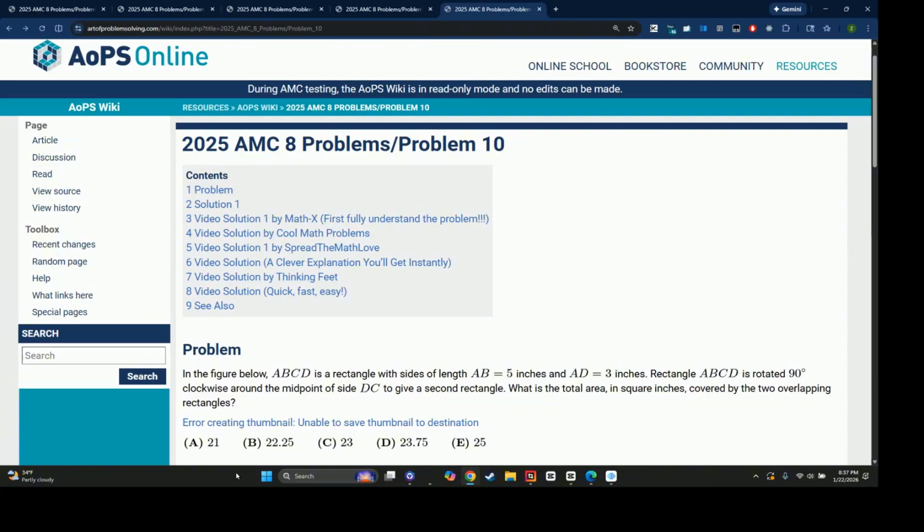In the figure below, ABCD is a rectangle with side lengths AB and AD of 3 inches. Rectangle ABCD is rotated 90 degrees clockwise around the midpoint of the side DC to give a second rectangle. What is the total area in square inches covered by the 2 overlapping rectangles?